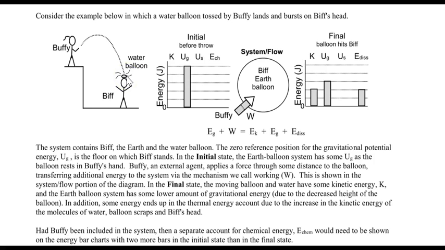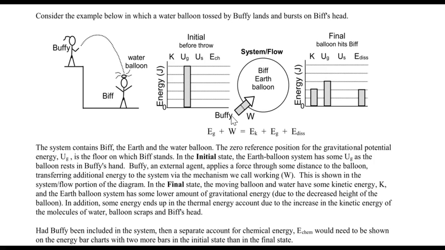In this case we've chosen Biff, the Earth, and the balloon to be our system. So Biff, this person here, the balloon, and then the Earth, the ground that Biff's on, are our system. You'll notice that we did not include Buffy in our system. Buffy is on the outside, so she is considered part of the environment or surroundings. Since Buffy is not included in our system, we don't include her in this circle. So on the outside, you can see it's written over here, but you don't even need to write her there if you want.